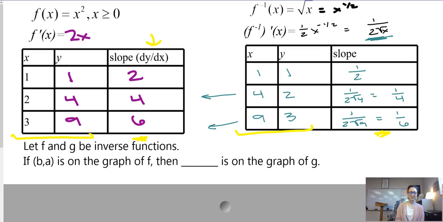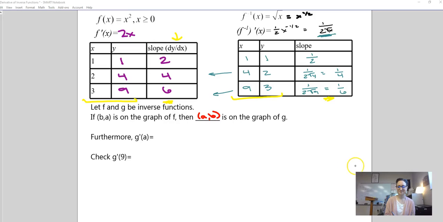All right, so here, let's write this sentence together, please. If f and g are inverse functions, and (b, a) is on the graph of f, then we know, again, from Algebra 2 and from Pre-Calc, that what is on the graph of g? (a, b), right? Good deal. Now we also know that g prime of a is going to be 1 over the reciprocal of what we got for f, right? But just be careful because we also switched a and b, so this will be f prime of b, right? So let's check g prime of 9.